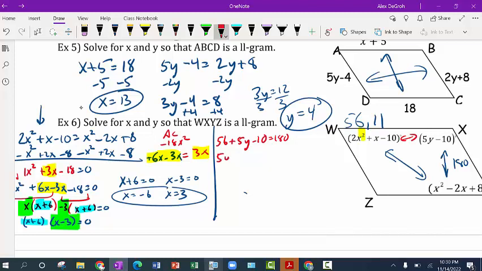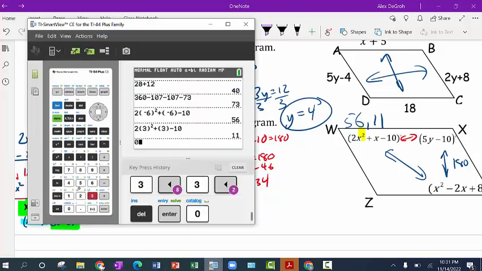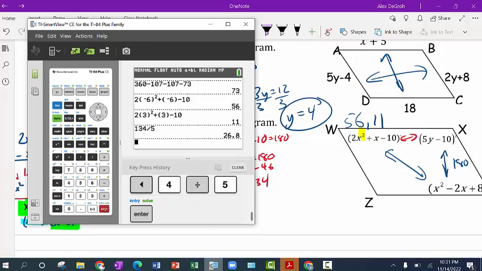So this would be 5y plus 46 equals 180. Subtract over your 46. 5y equals 180 minus 46 would be 134. And y equals whatever the heck 134 divided by 5 is. So that gives you 26.8.